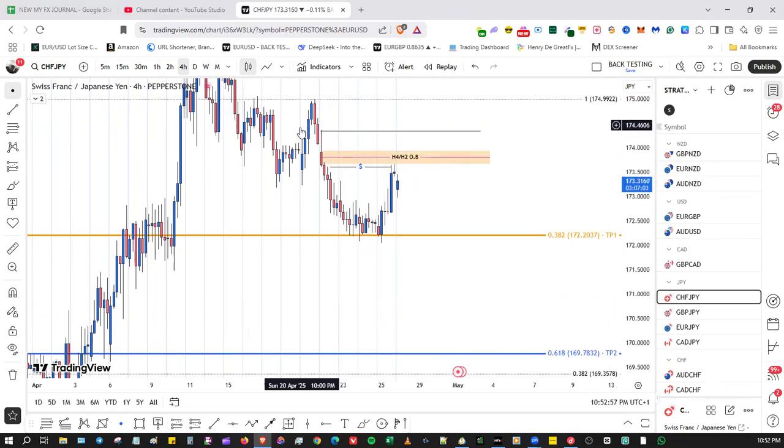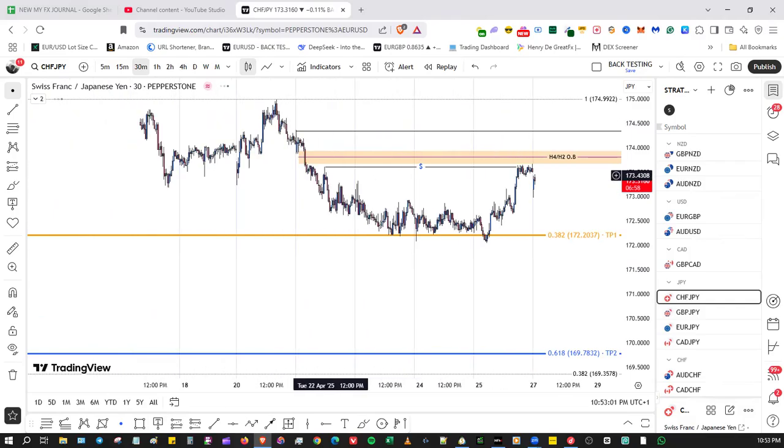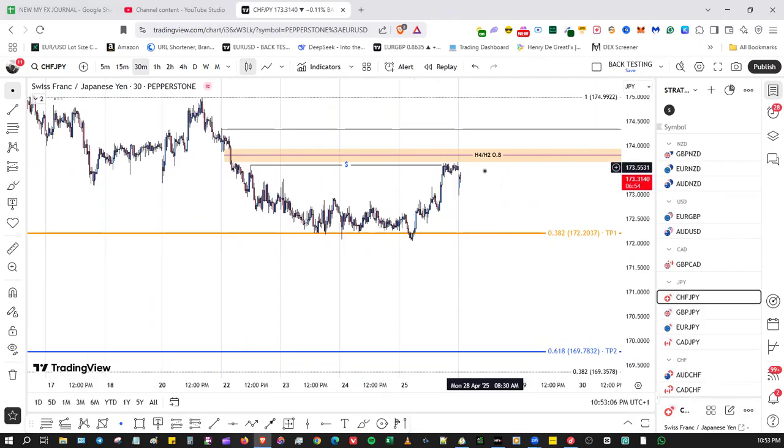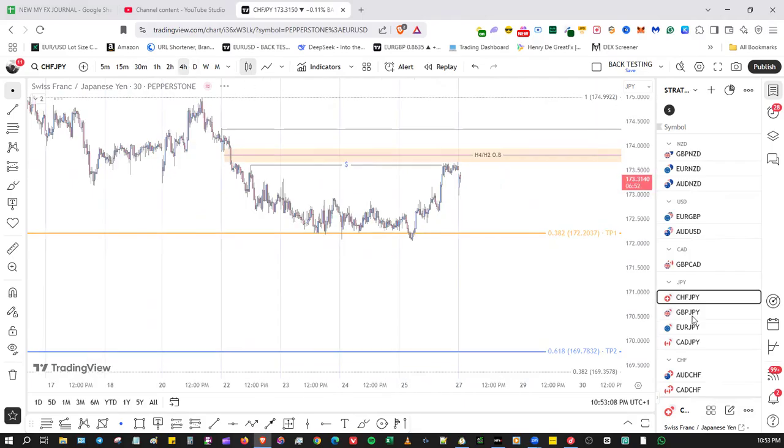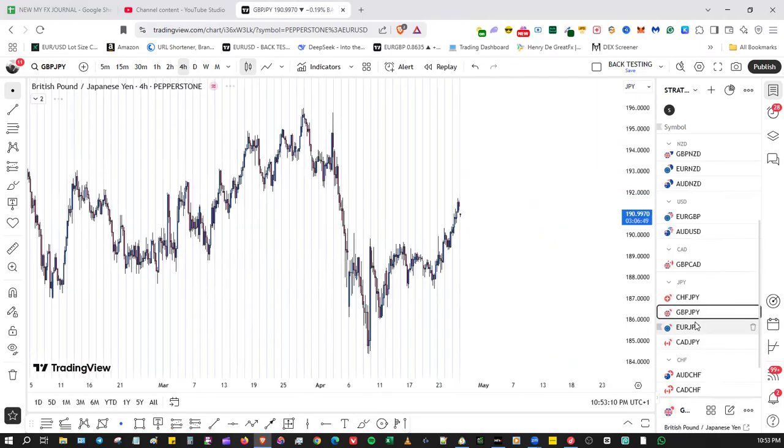Okay, we have a valid liquidity at this level, and then we also have a valid unmitigated order block at that level. It's a good sell from that level. Okay, so that is that on that.